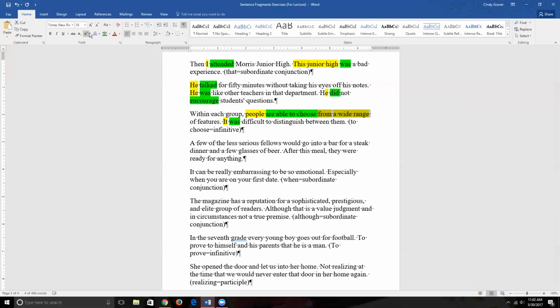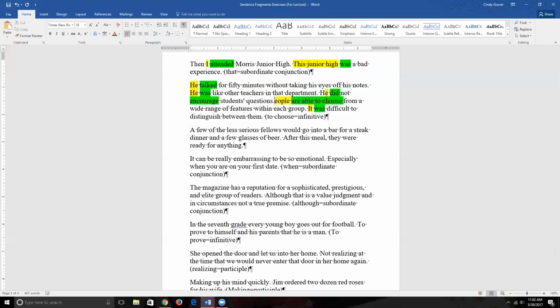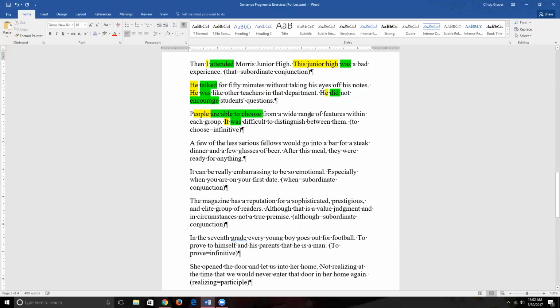So I have gotten rid of the "there is," and now we have "within each group." I'm going to move "within each group" down here too. Okay, people are able to choose from a wide range of features within each group. This change had to do with the misplaced modifier. If you're not familiar with that concept, we will be covering that in a separate presentation. So I don't want to spend time talking about how to fix that or what that's about.